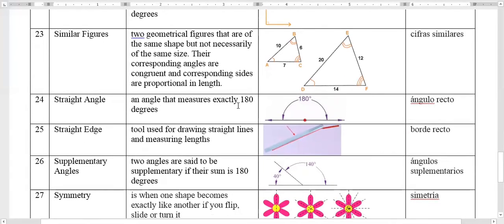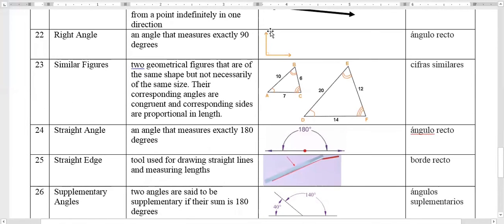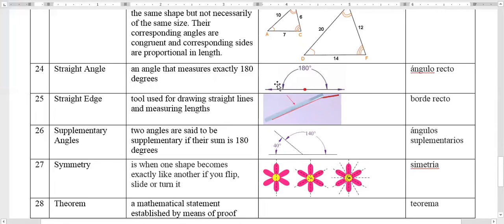24, straight angle. An angle that measures exactly 180 degrees. So a straight angle is just kind of a flat line, and it has 180 degrees. That is the measure of this flat angle. Now, if I go here to here, that's 90, and I go another 90, that's 180. So that's where it comes from.